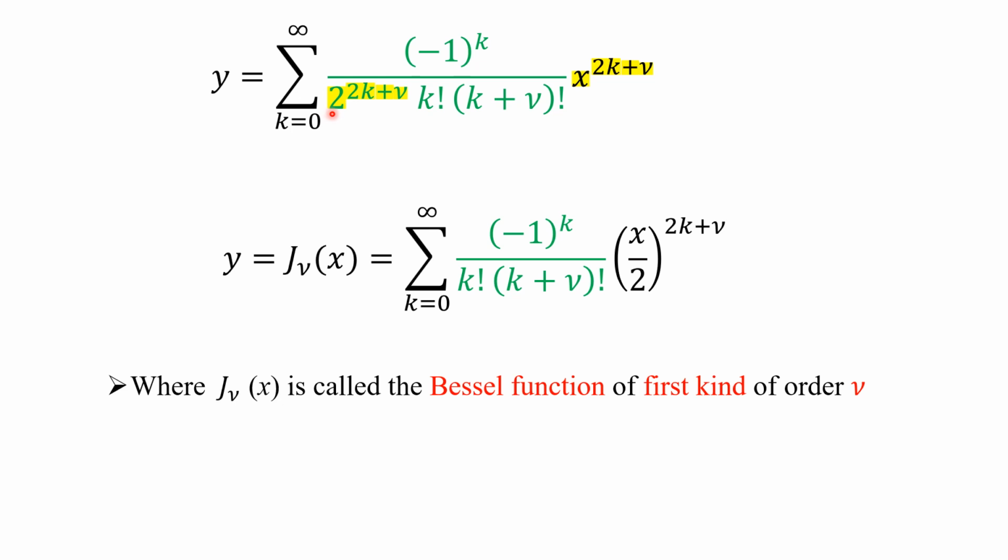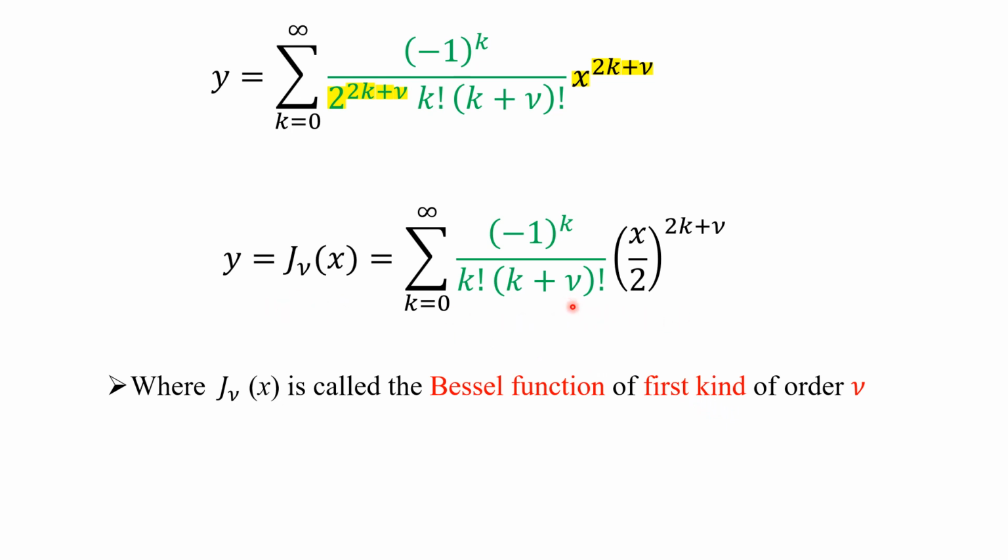Now here you can see 2 power 2k plus nu, and here also x power 2k plus nu. So I bring both as common: x by 2 power 2k plus nu. Here you have minus 1 power k and k factorial multiplied by k plus nu factorial. This is the Bessel function J nu of x, where J nu of x is called the Bessel function of the first kind. This is the Bessel function of the first kind.